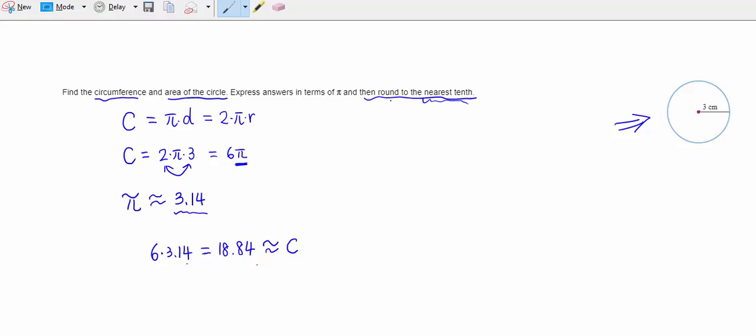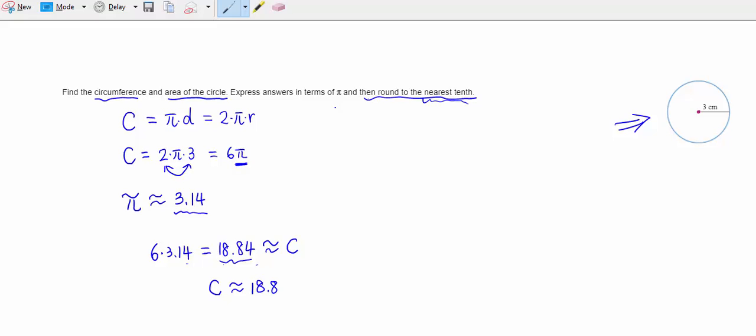However, in the problem, they want us to round to the nearest tenth. So take this number here and round that to the nearest tenth. So now you have C, which is the circumference, is approximately equal to 18.8 according to the rounding rule.